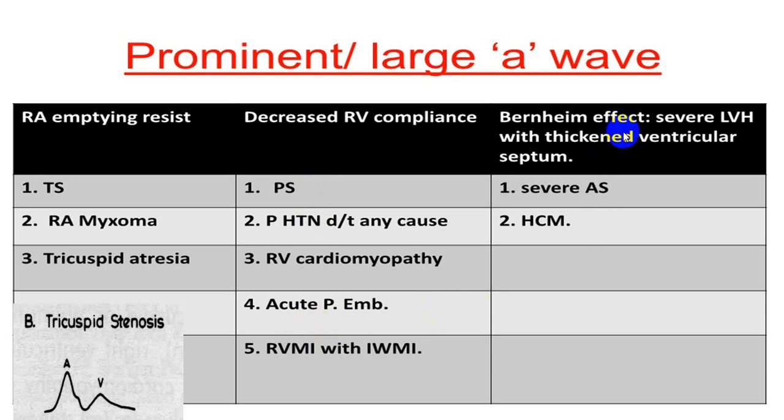Absolutely rare, I'll say, because of a severe LVH and thickened ventricular septum, it will create a little more increased pressure on the right ventricle, like in severe AS and HOCM or hypertrophic cardiomyopathy. Always answer TS first. Second, you can say tricuspid atresia is more common than right atrial myxoma. So answer this last. Why? Because of RV, pulmonary stenosis, pulmonary hypertension, acute pulmonary embolism, RV cardiomyopathy, and RVMI, and absolutely rare, severe aortic stenosis and hypertrophic cardiomyopathy.